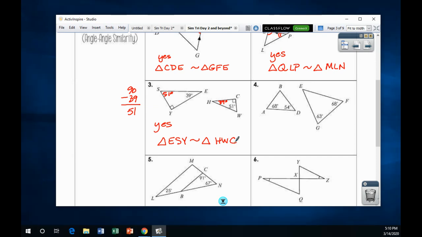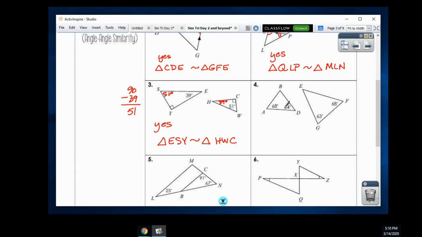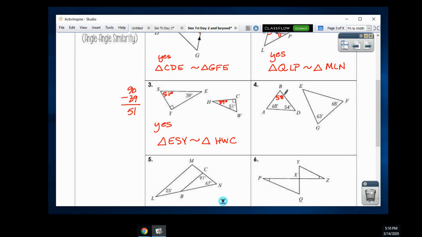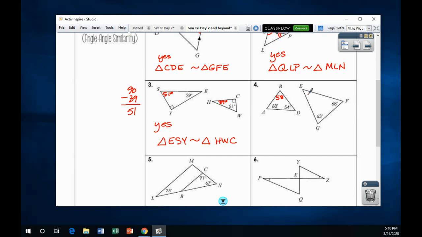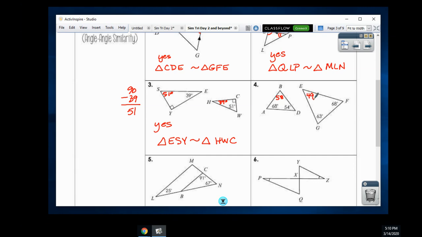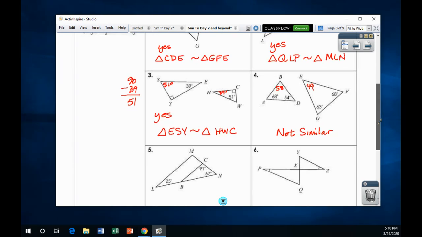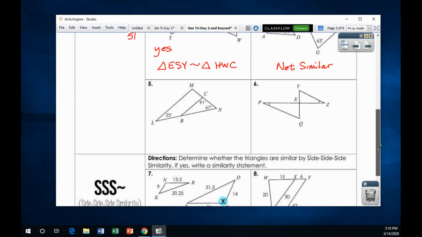Number 4, check these out. I've got 68 and 54. If you add those together and subtract from 180, this angle at the top would be 58. All right, and guess what? We already see that these are not going to work. This is a 49 degree angle. So these, we say, are not similar. They are not similar, because they have to have 3 pairs of congruent angles.